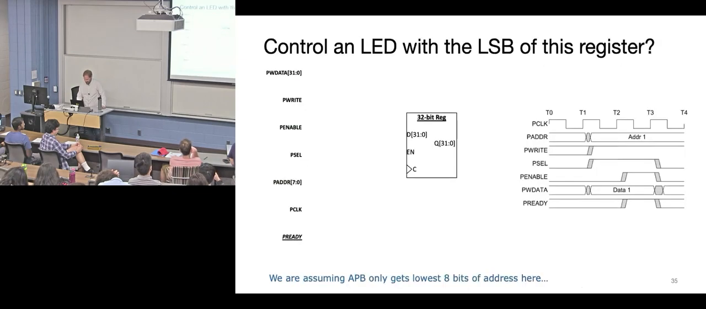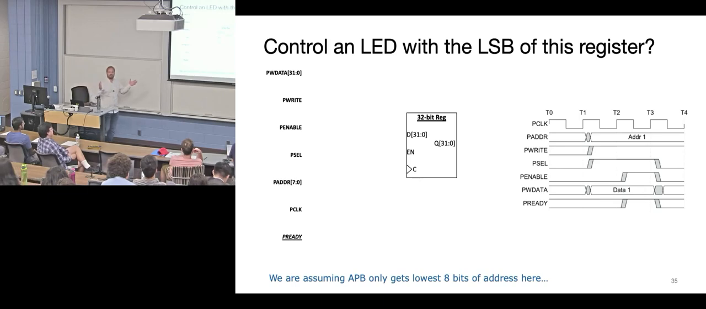Okay. So say we wanted to control an LED with the lowest bit of a register. How would we go about doing that? How do we control this? What's something we have to connect to this register? Data. Data, okay. Maybe it's even in order, let's find out. Nope, wrong. You're absolutely right.